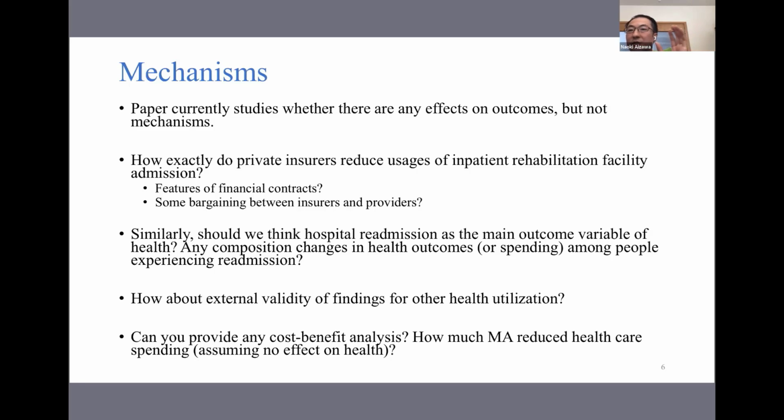And also, as you said, the health outcome so far is quite limited, just the readmission status. So even just looking at health status, I'm also wondering if you see any sort of compositional change among those people experiencing the admissions. And there are some questions about external validity for the other health utilizations. And also, maybe you can say something about cost-benefit analysis as well.